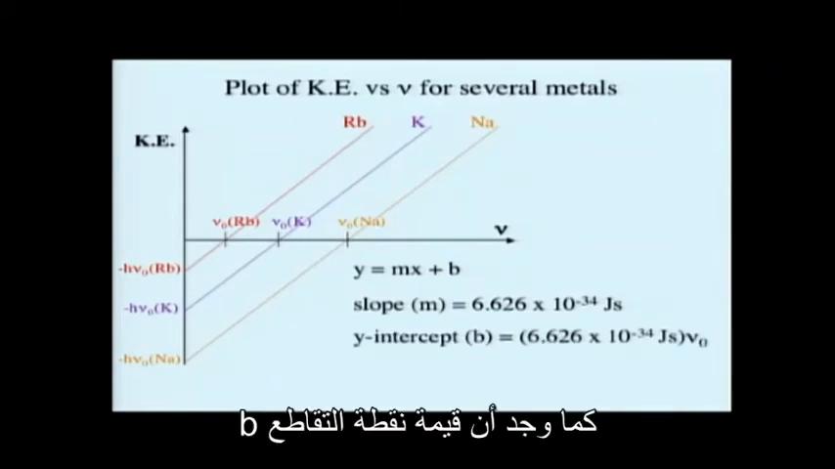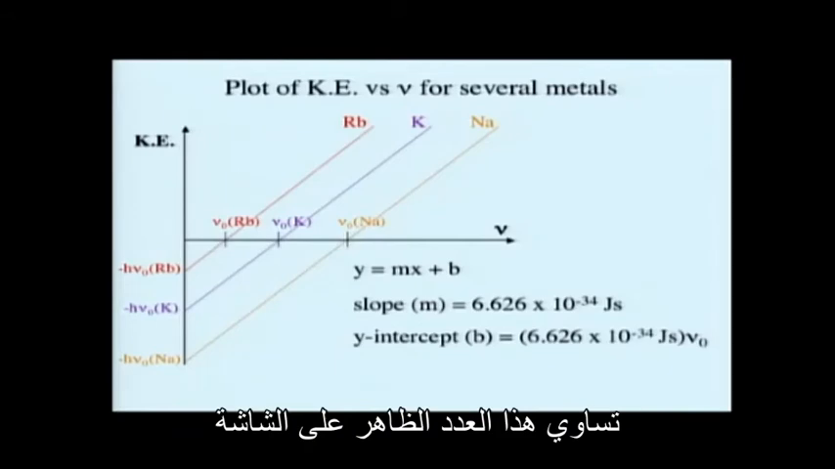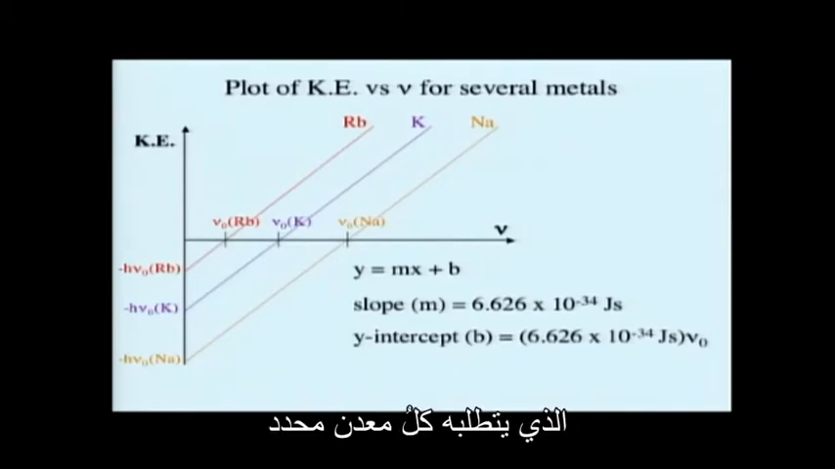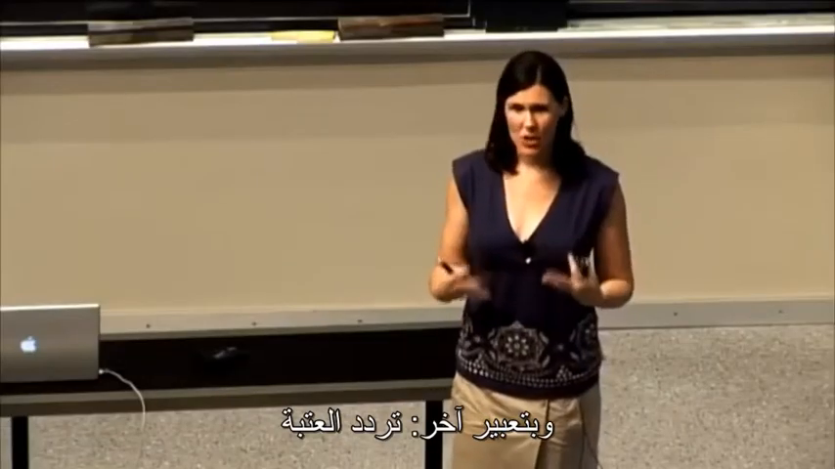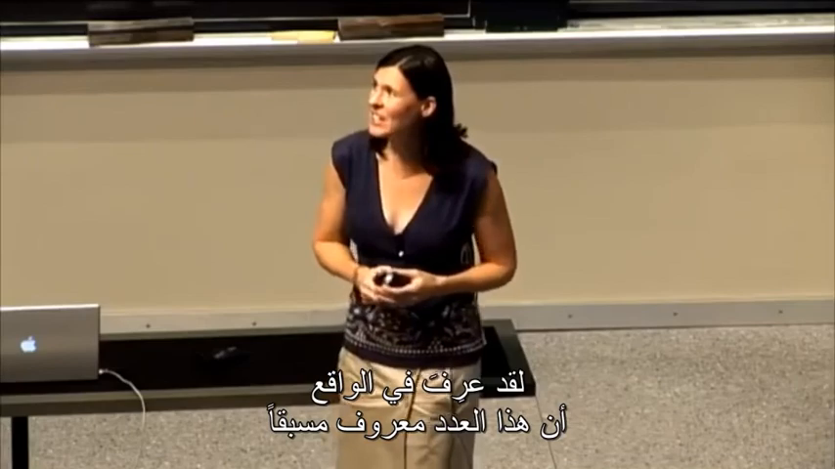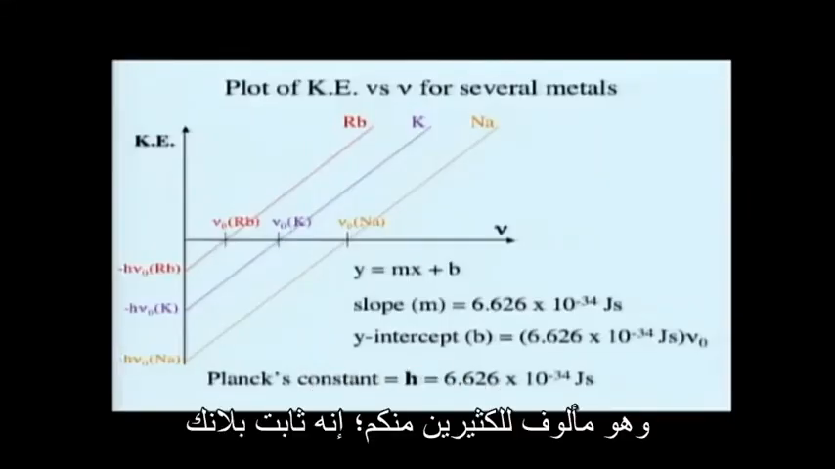He also found that the y-intercept for each one of these metals was equal to basically this number here, which was the slope times the minimum frequency required for each specific metal. So that's the threshold frequency. And he actually knew that this number had popped up before, and a lot of you are familiar with this number also, and this is Planck's constant.